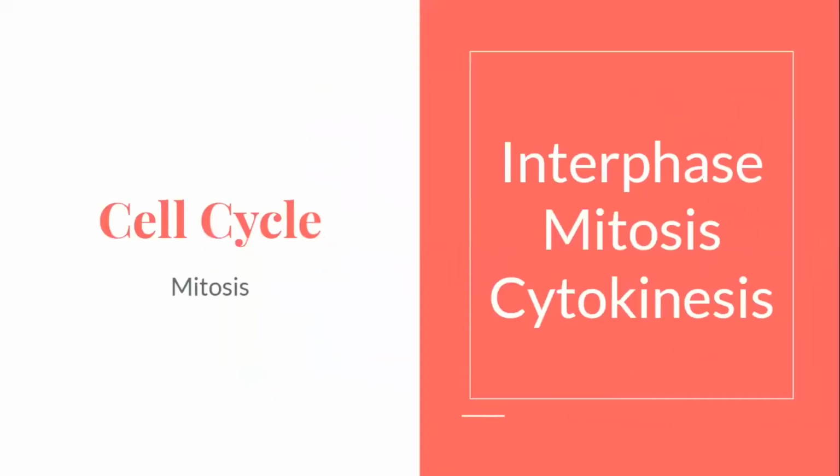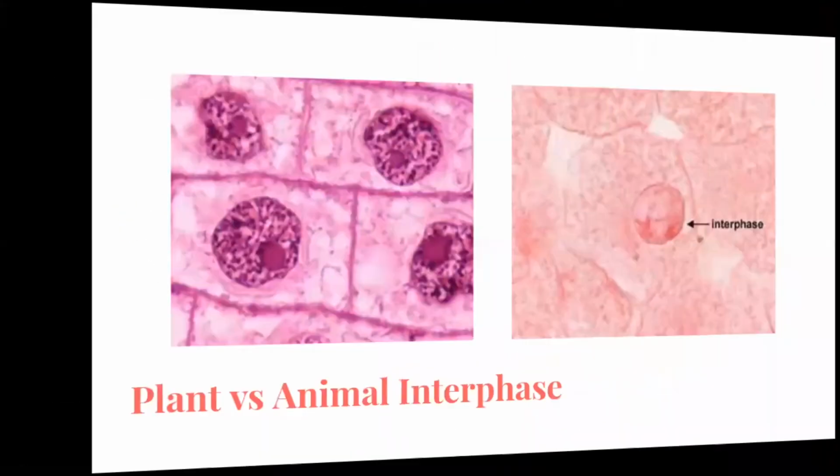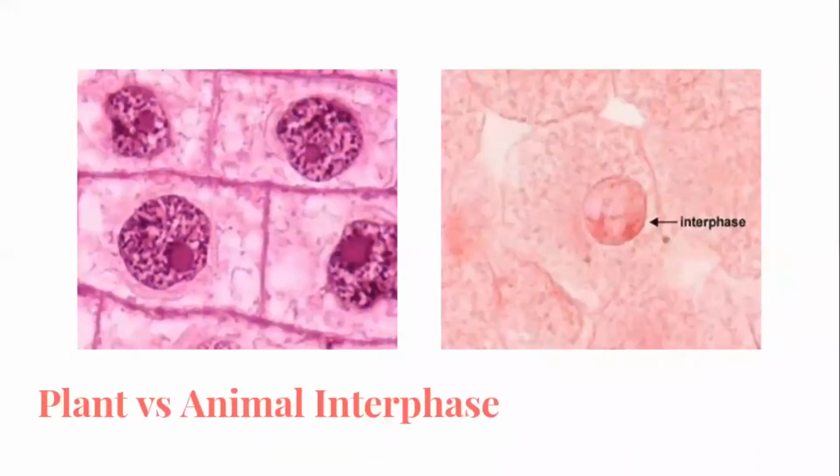So, first I'm going to talk to you about mitosis, but mitosis can't take place without the cell cycle. The cell cycle happens in three phases: interphase, mitosis, and cytokinesis. So let's take a look at interphase.